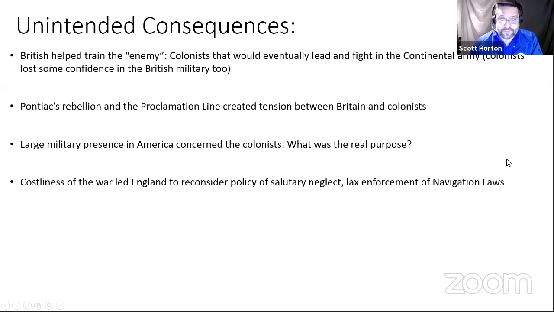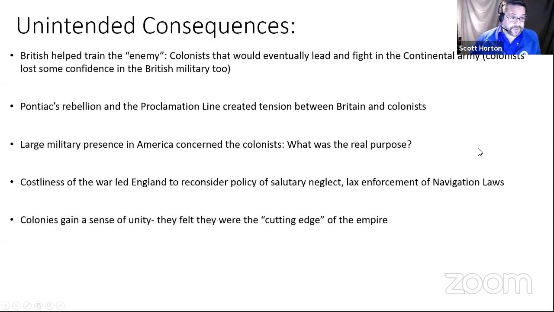The war costs a lot of money, and this is going to cause England to reconsider their old policy. You probably heard your teacher say this: salutary neglect. I always say respectful ignoring. Salutary, you salute something that you respect, and to neglect something means to leave it alone. So for a long time prior to the French and Indian War, the British government respectfully ignored the colonists. They let us kind of do our thing. They didn't enforce the navigation laws very strongly because they were benefiting well enough as it was. They're going to change that policy, as you'll see in the next segment of what we're going to talk about here. And that'll be an important part of the cause of the American Revolution.